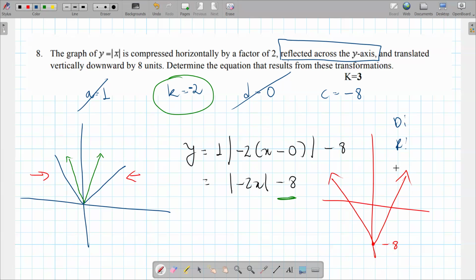Domain is x ∈ R, yeah. What about the range? It has to be greater than -8. Yes. And you're done. Easy peasy. For x here in interval notation, you would write -infinity to +infinity.